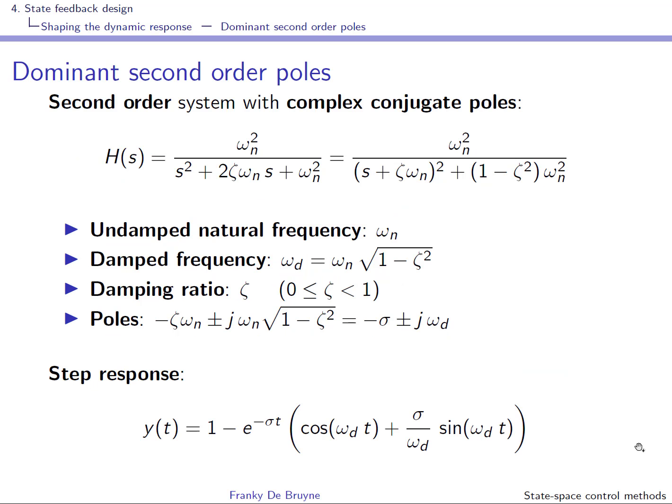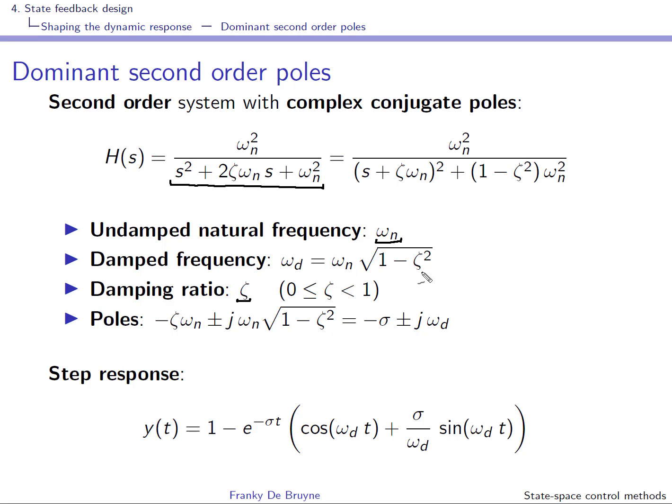In this slide we review the second order system with complex conjugate poles. It has a transfer function that is given over here, and this transfer function should look familiar because it's a review of what you've seen in the course of my colleague David Rouchard in his course of fundamental control theory. Omega n here is the undamped natural frequency. Zeta here is the damping ratio.